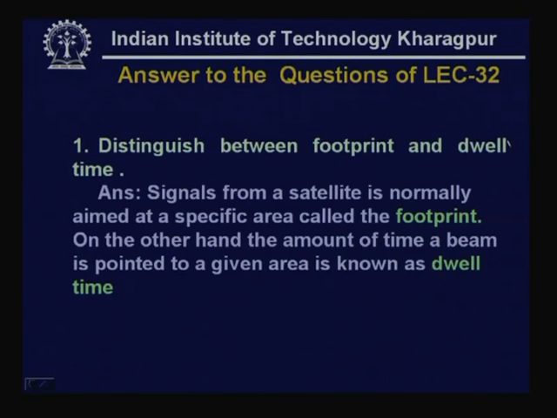And here are the answers to the questions of lecture number 32. First question was, distinguish between footprint and dwell time. Answer is, signals from a satellite are normally aimed at a specific area called the footprint. So it covers a small or large area. On the other hand, the amount of time a beam is pointed to a given area is known as dwell time. That means a satellite can focus its beam for some duration, of the order of milliseconds, for transfer of data, for data communication. Then it focuses on some other part. So this is known as the dwell time.